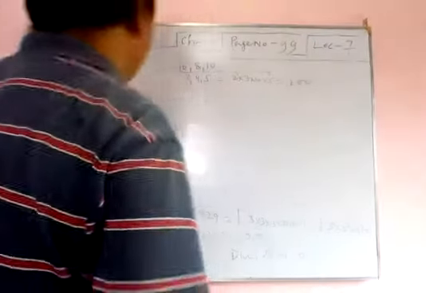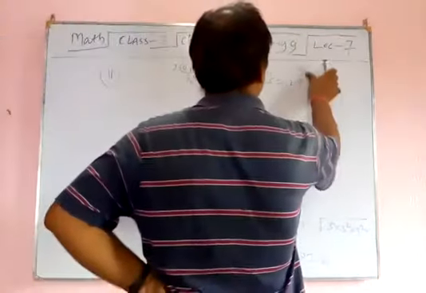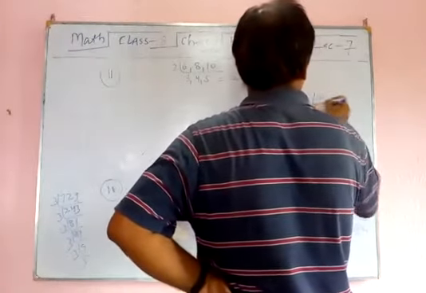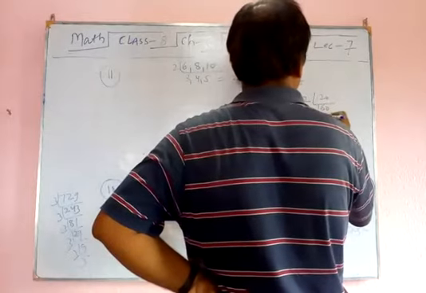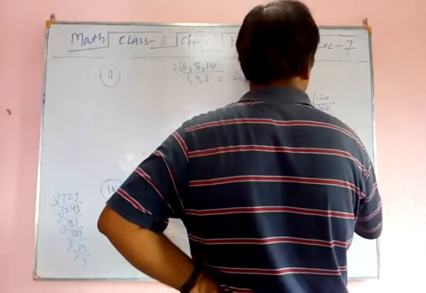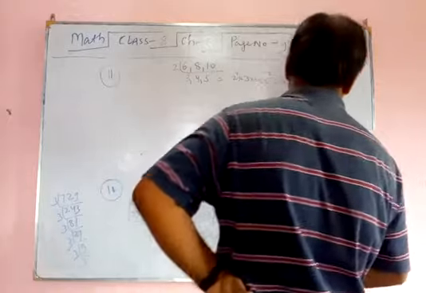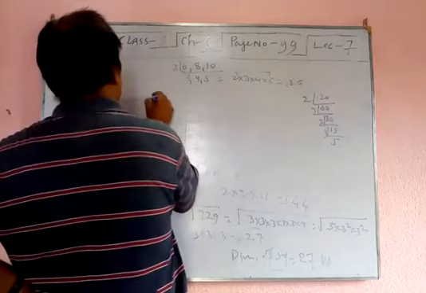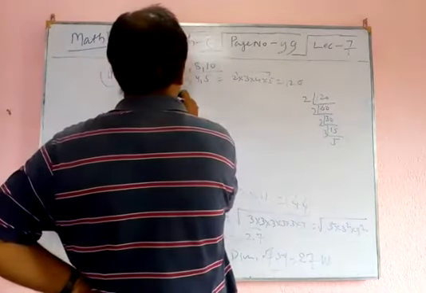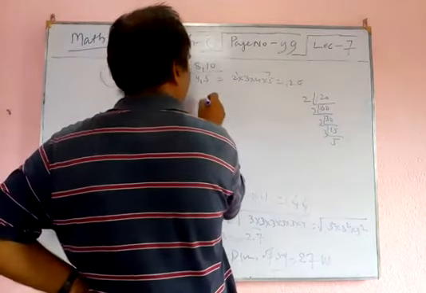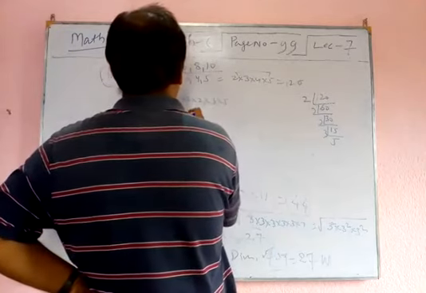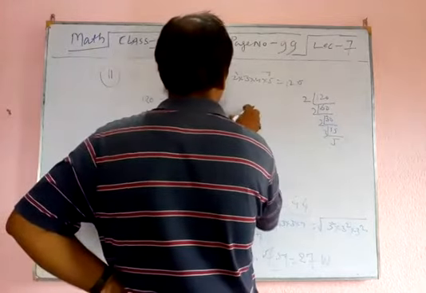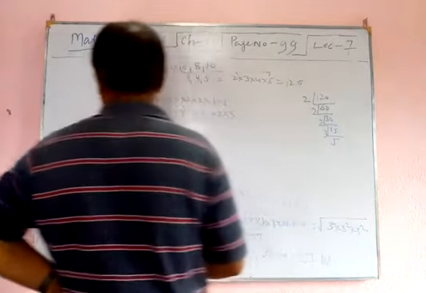Again, prime factorization of 120 is 2, 2, 2, 3, 5. So you can see here that 120 is equal to 2 into 2 into 2 into 3 into 5. So only one pair is there, otherwise 2 and 3 and 5 don't have a pair.